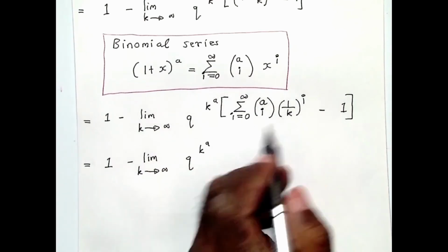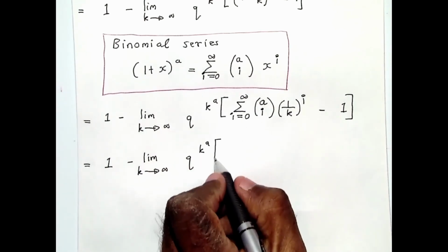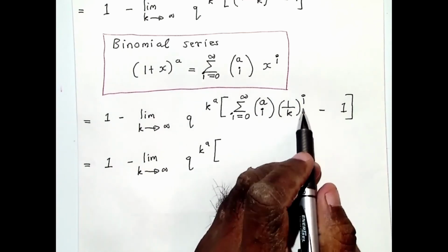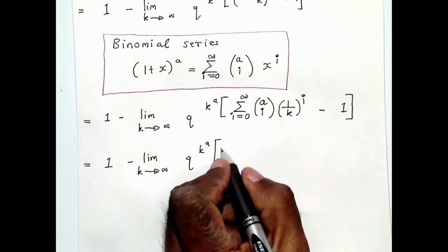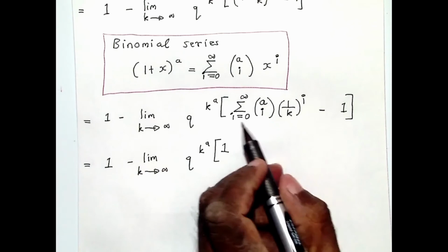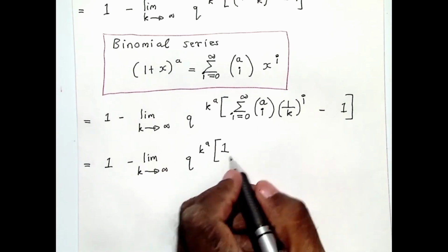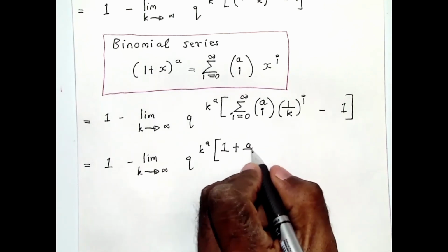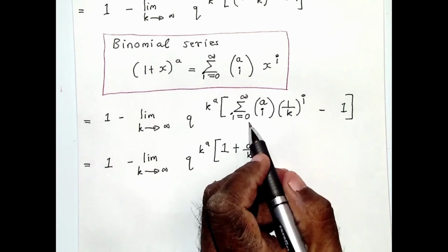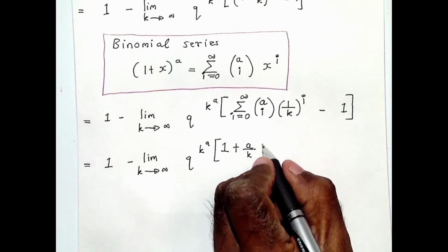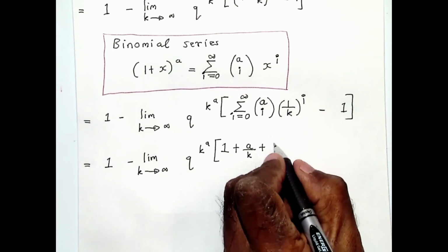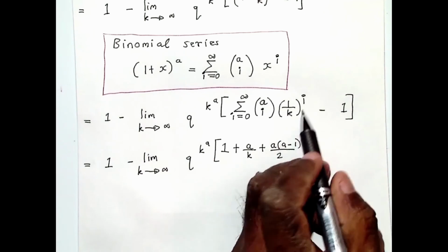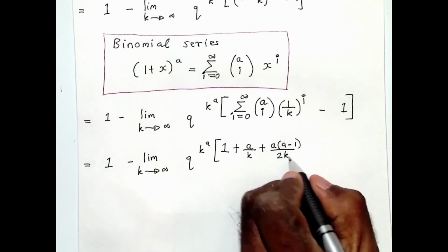Okay, let's see what the first few terms of the binomial series are. The first term, when i is equal to 0, you get a choose 0, which is 1, and this power 0, which is also 1. When i is equal to 1, you get a choose 1, which is a, times 1 over k, so you get a divided by k. When i is equal to 2, you get a choose 2, which is a times a minus 1 divided by 2, and you get k squared, and so on.